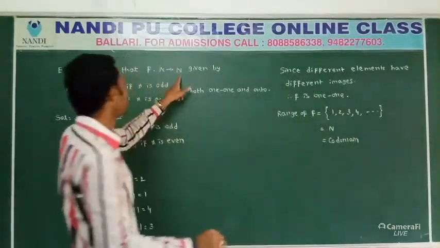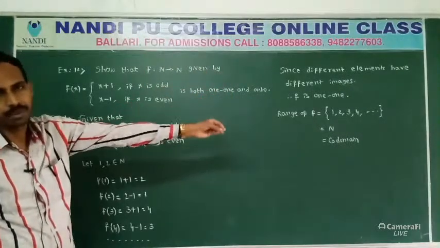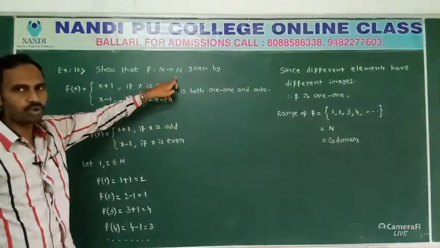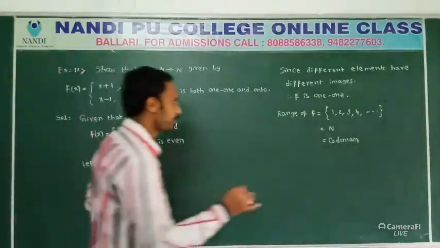The second set is N only. Range of f is 1, 2, 3, 4 and so on. That is nothing but the natural number system, which is nothing but the codomain. So range equals codomain, and we can say that f is an onto function.